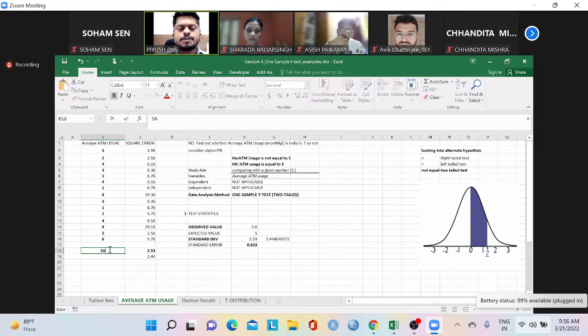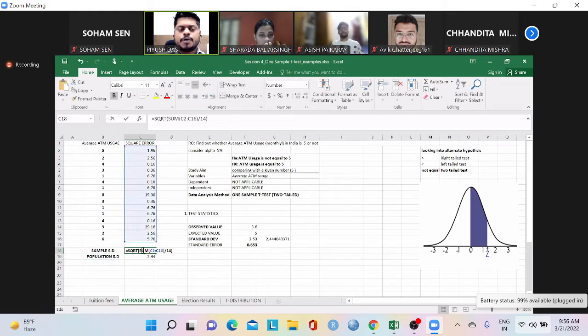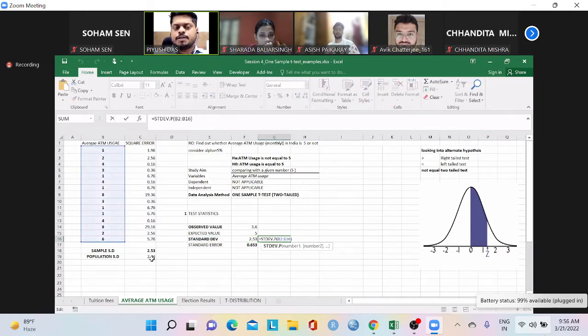So this is my sample standard deviation. This is my population standard deviation, because you are calculating for the sample, right? That's why we are using the formula where we are dividing by 14. I have a sample size of 15, but I'm still dividing by 14, that is n minus 1, right? And that's what you are getting in your formula. Standard deviation, this is your sample. If I put the formula standard deviation for population, you will get the same value of 2.44, right?